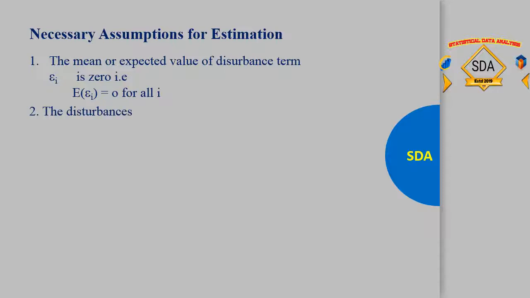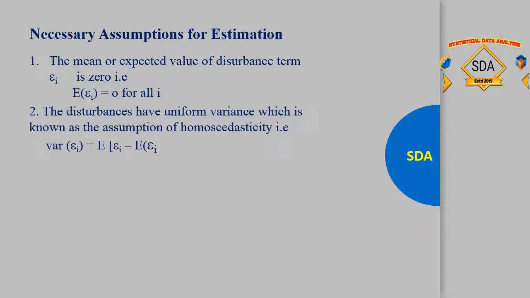The second one is that the disturbances have uniform variances, which is known as the assumption of homoscedasticity. Here the disturbance terms are supposed to have equal or constant variance, which is sigma square. If there is no equal variance in the disturbance term, then this is the problem of heteroscedasticity.